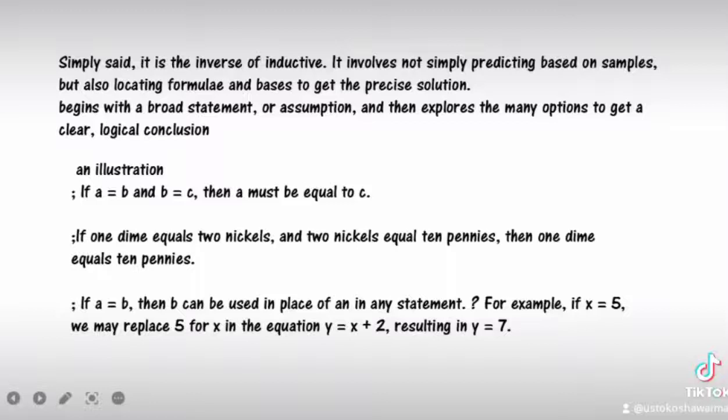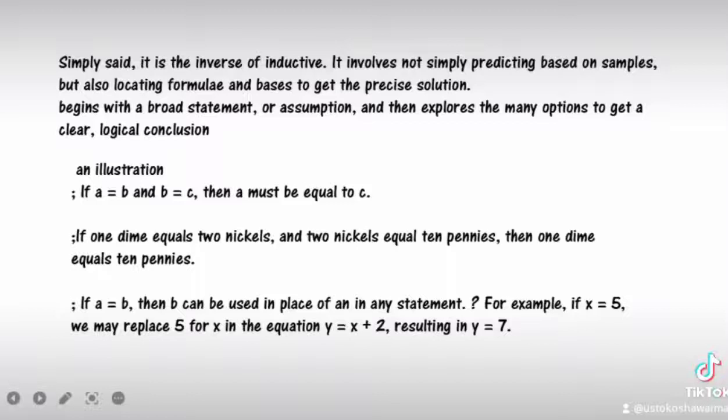For example, if A is equal to B and B is equal to C, then A must be equal to C. Example 2. If 1 dime is equal to 2 nickels and 2 nickels is equal to 10 pennies, then 1 dime is equal to 10 pennies. Number 3. If A is equal to B, then B can be used in place of A in any statement.